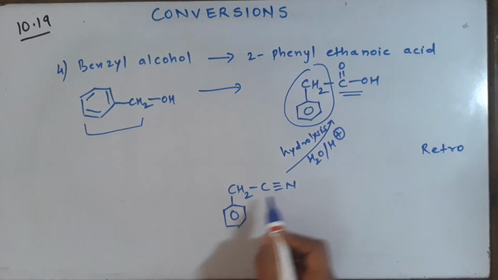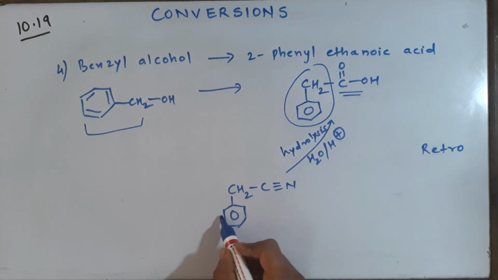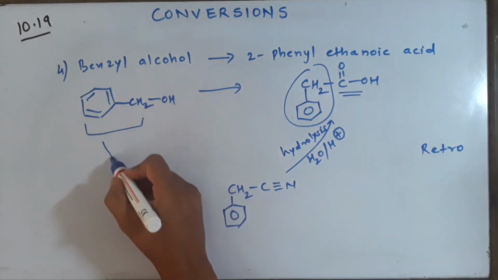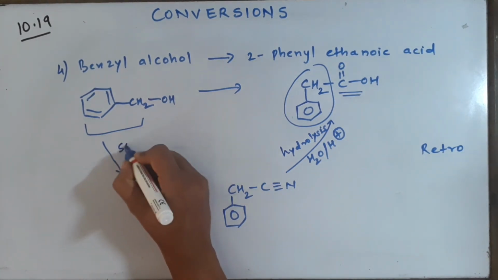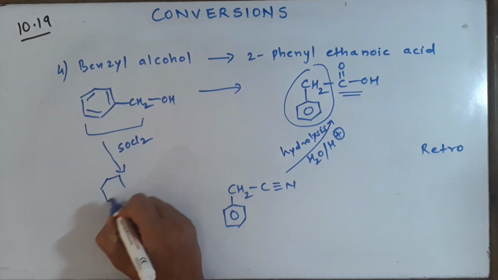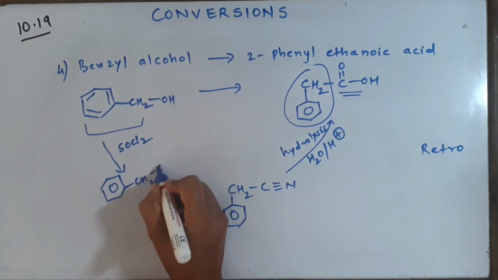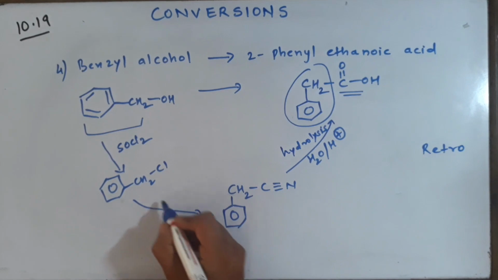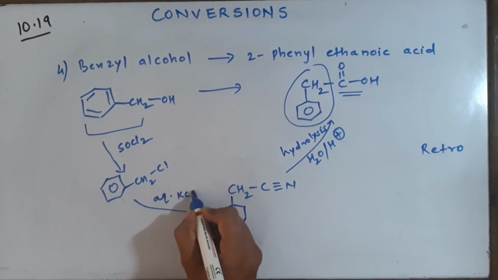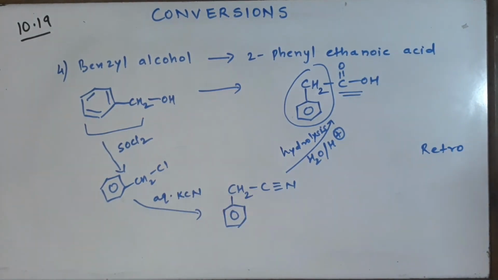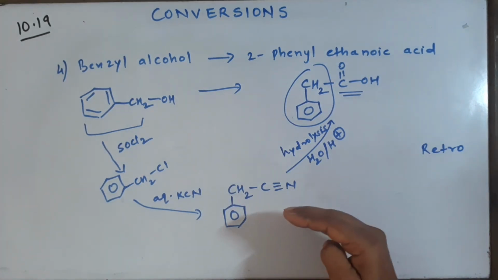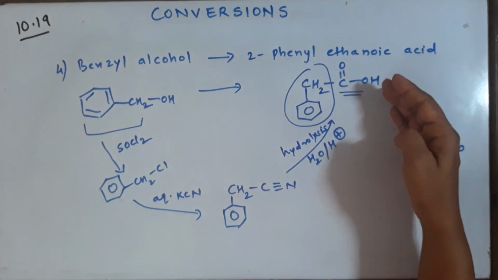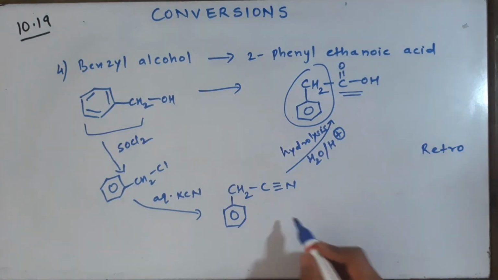Now we are going to understand how to get cyanide from here. We cannot get it directly from here, so we have to do some reactions like SOCl2, for example, which will give us benzyl chloride, CH2Cl. And from benzyl chloride I can get this by adding aqueous potassium cyanide or sodium cyanide. So you have to think about it, it's a very simple thing. Carboxylic acid was cyanide in the initial stage. How to convert cyanide into carboxylic acid is by complete hydrolysis.